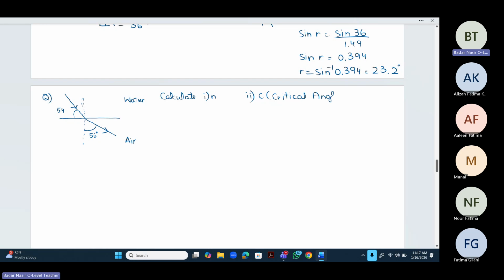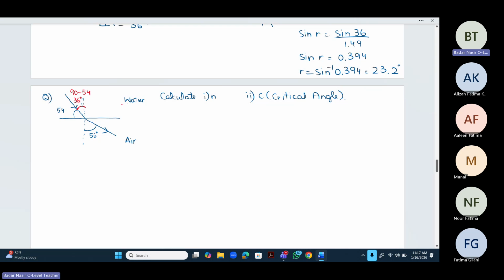So first of all, to calculate the refractive index, beta, you need to find out what the angle of incidence is. Even if this is the incident ray, you have to find the angle between the incident ray and the normal line. So 90 minus 54, which is 36. So the angle in water is 36.